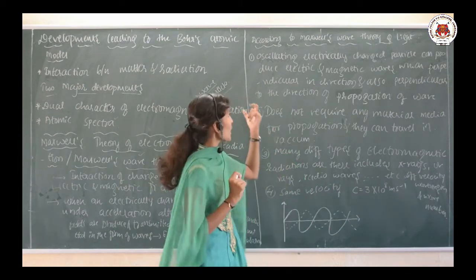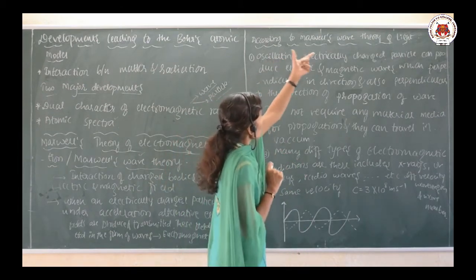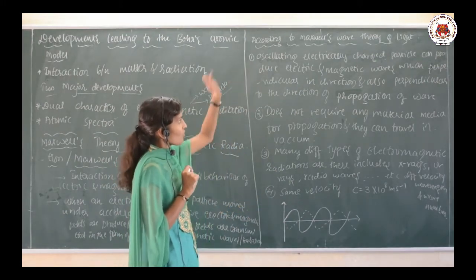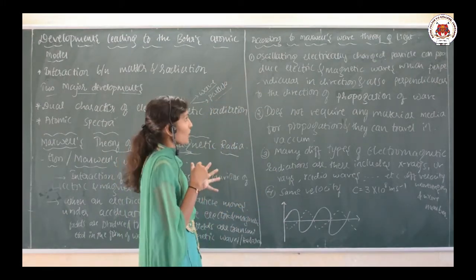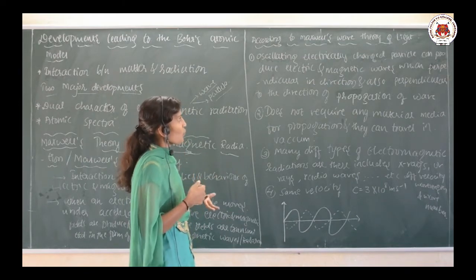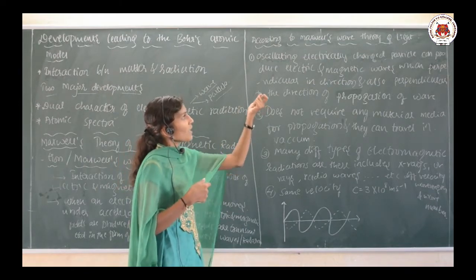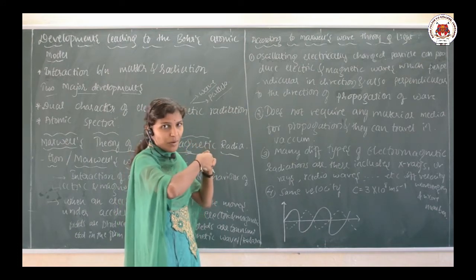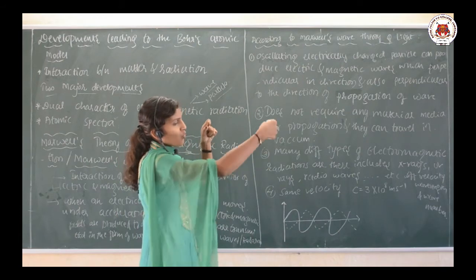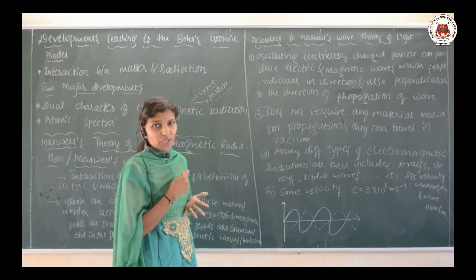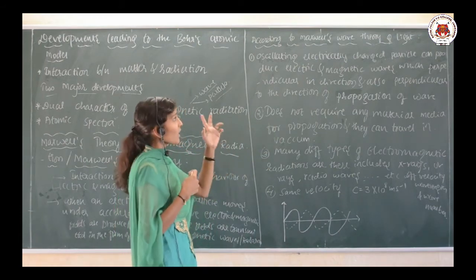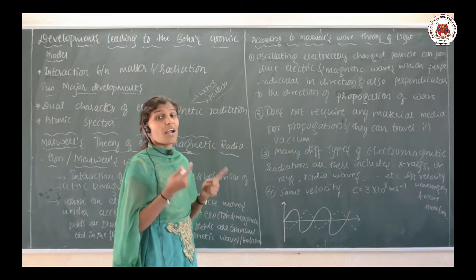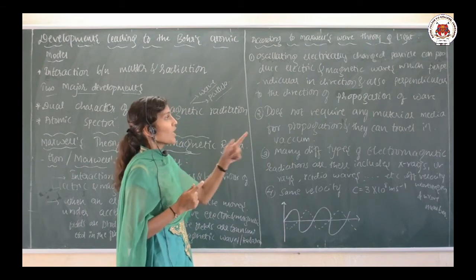Later, according to Maxwell's wave theory of light, the scientist could study a few points. The first point: any oscillating electrically charged particle can produce electric and magnetic waves. And those electric and magnetic waves are perpendicular to each other and also perpendicular to the direction of propagation of the wave.